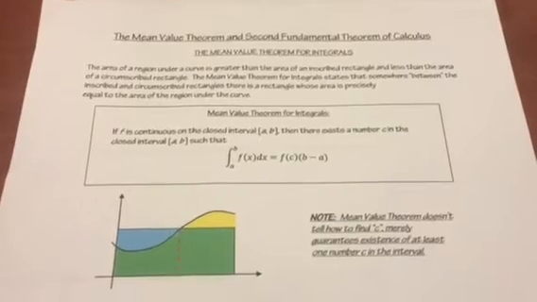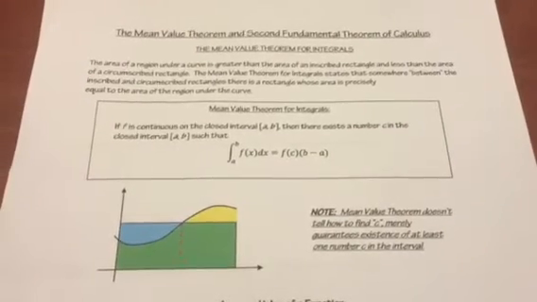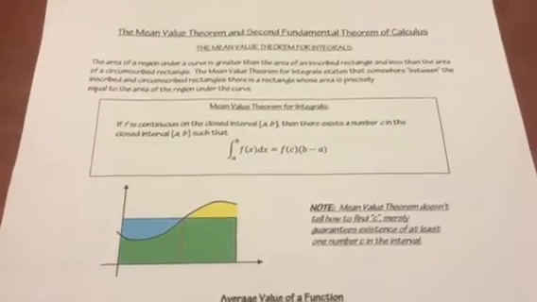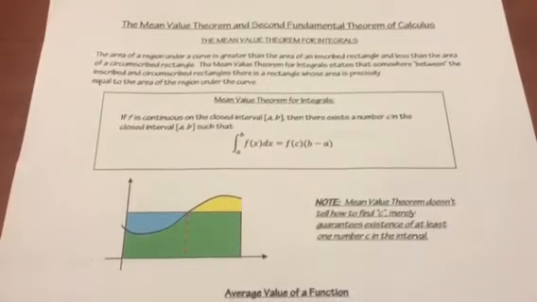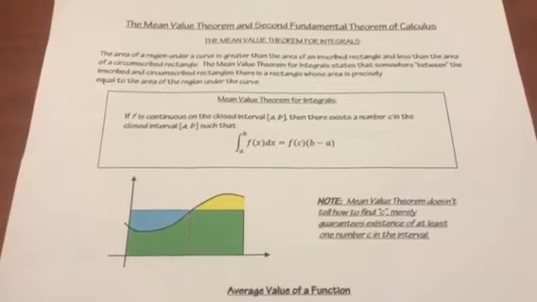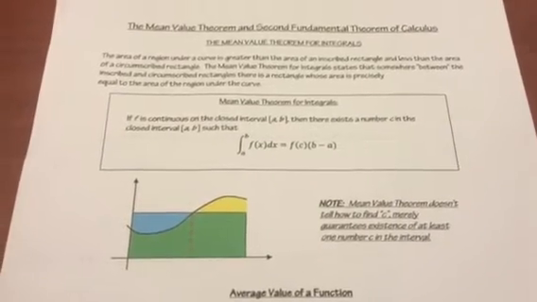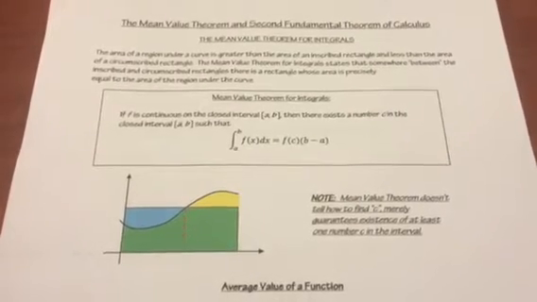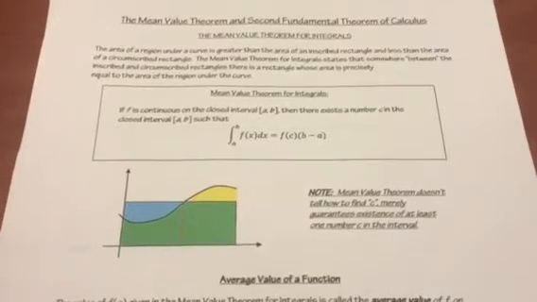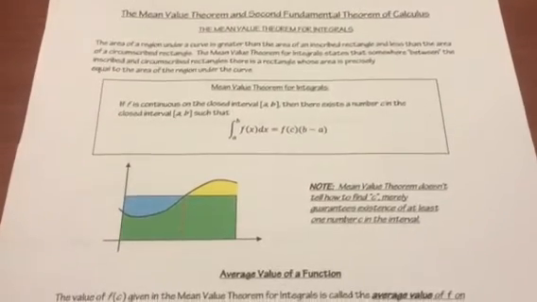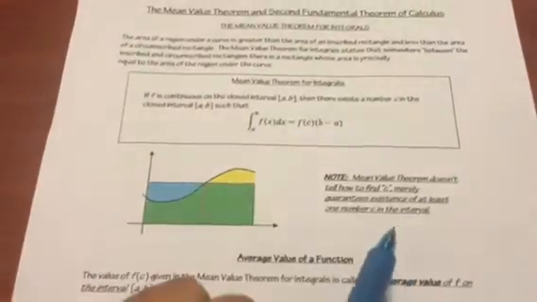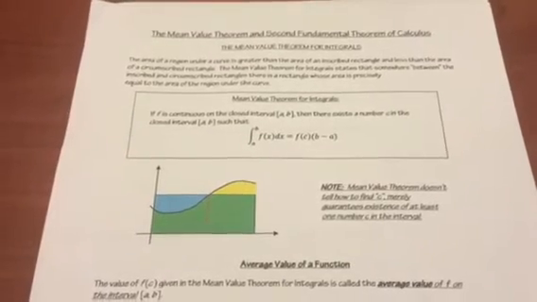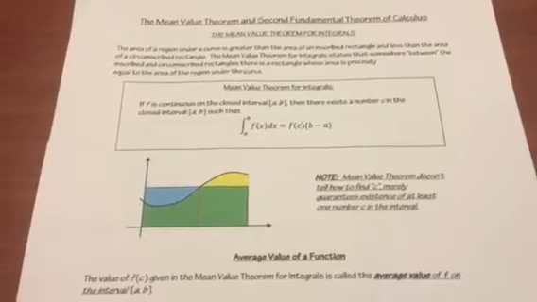So the mean value theorem for integrals states that somewhere in between the inscribed and the circumscribed rectangle, there's a rectangle whose area is precisely equal to the area of the region under the curve. So the mean value theorem for integrals states if f is a continuous function on the closed interval from a to b, then there exists a number c within that closed interval such that the integral from a to b of f of x dx is equal to f of c times b minus a. It's important to note that the mean value theorem doesn't tell you how to find c, it just guarantees existence of at least one number c within that interval.